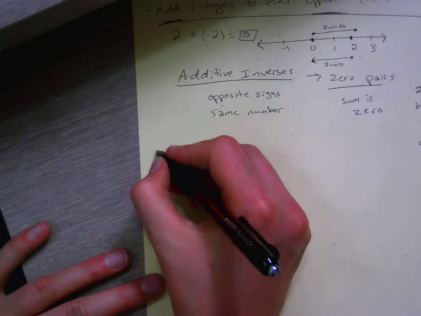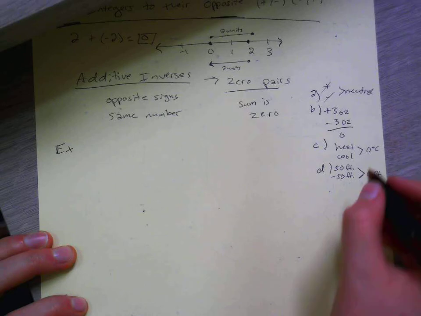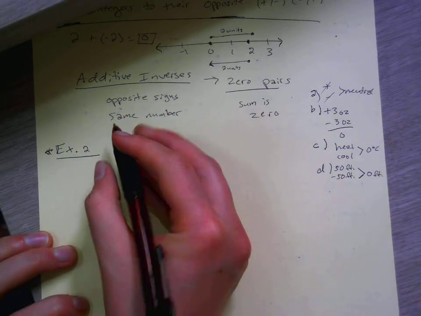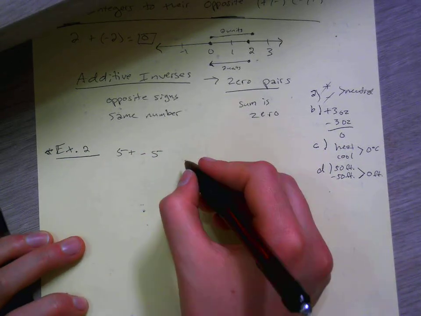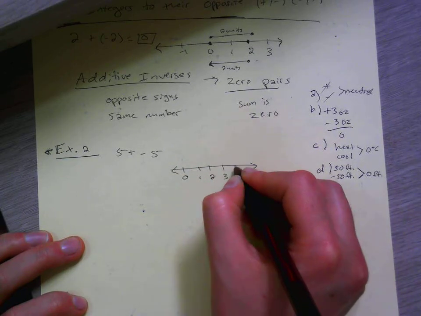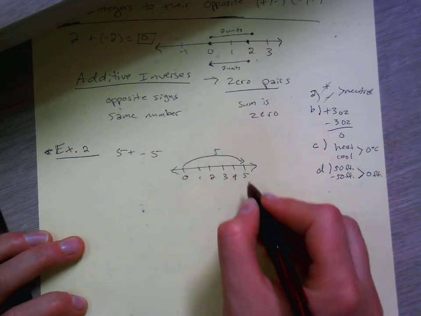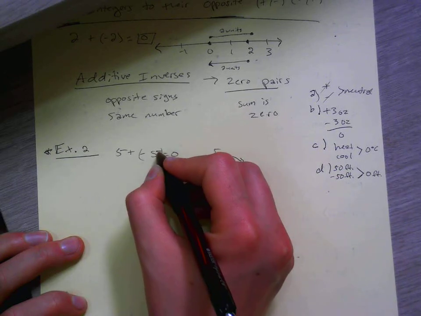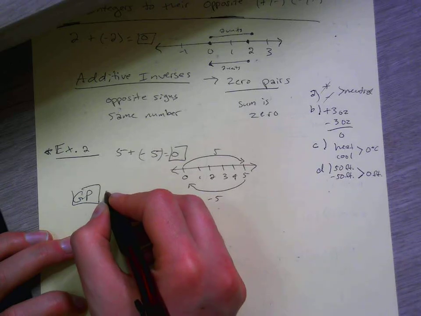Let's try example number 2. 5 plus negative 5. So we know on a number line 0, 1, 2, 3, 4, 5 that we jump up 5 and then we jump back 5, so it equals 0, and 0 is our answer. Go and try that on guided practice 3 and 4.